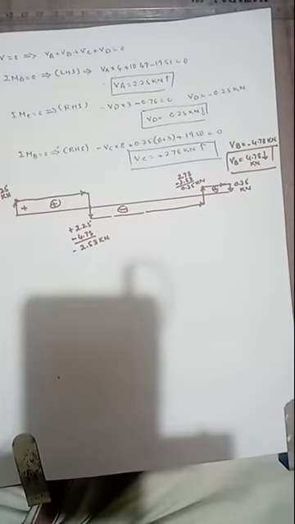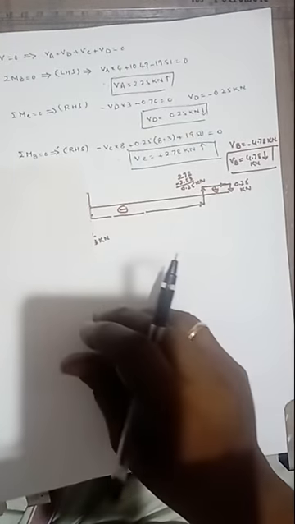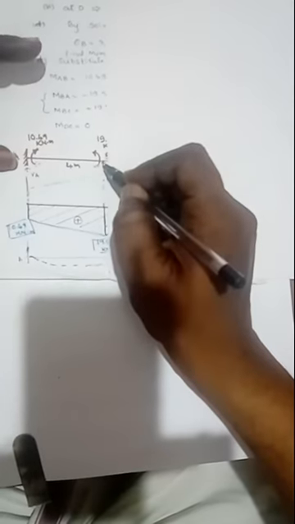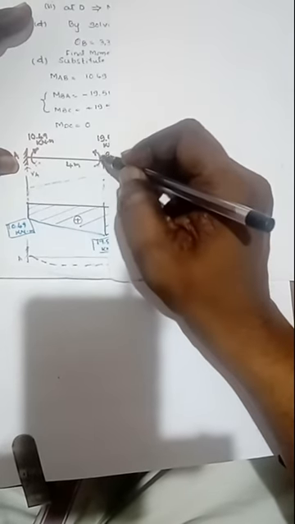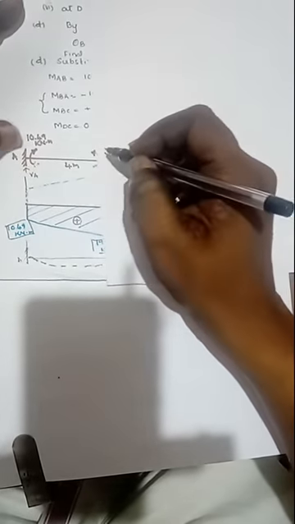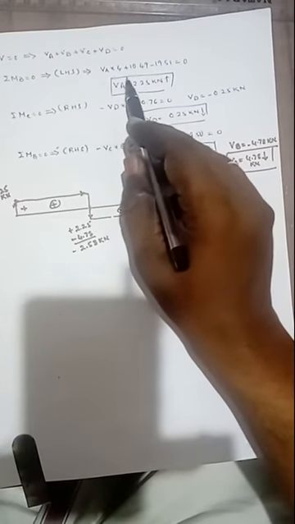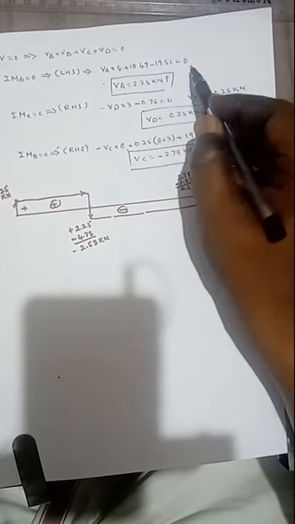Here to calculate the values of the support reactions, first we have to consider this portion, that is summation of the moments of all the forces about B. That is VA into 4, that one is clockwise since we have assumed this in upward direction. This 10.49 is also positive. VA into 4 plus 10.49 minus 19.51 equals 0. Therefore VA equals 2.25 kilonewton.